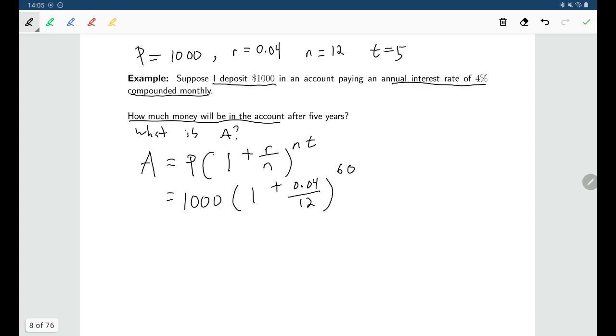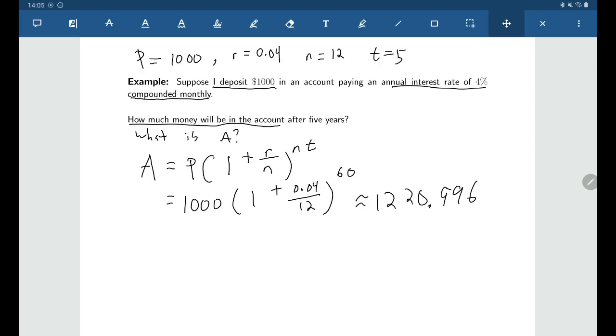So now I just need to run that through my calculator. 1,000 times (1 plus 0.04 divided by 12, close bracket) to the power of 60. And when I ran that through my calculator, I got 1,220.996. Now, of course, since we're talking about money amounts, then we should really be rounding our answer off to 2 decimal places. So here when I'm going to give my answer, I'll round it off to 2 decimal places.